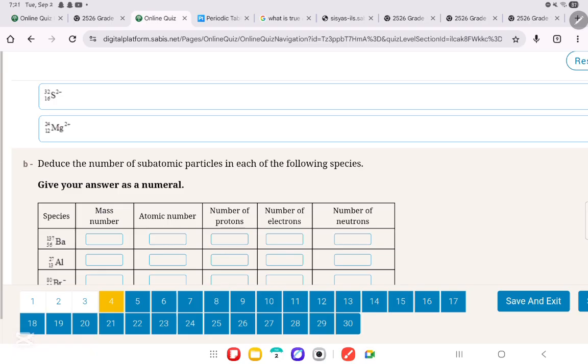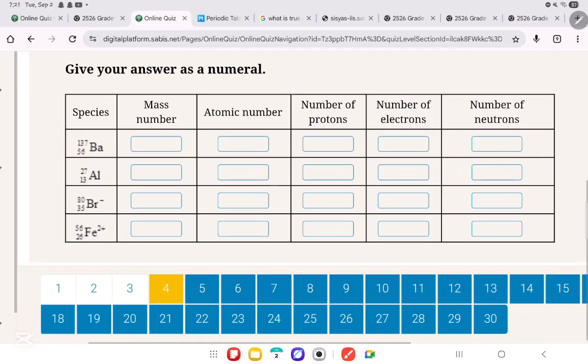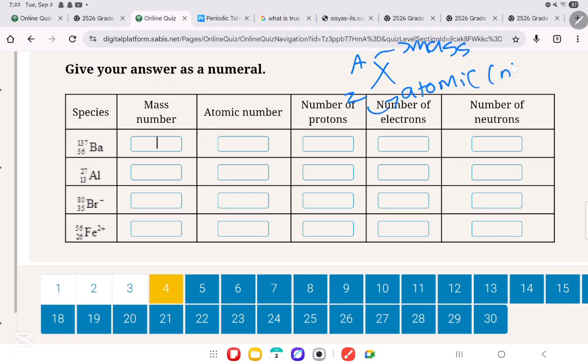Now, deduce the number of subatomic particles in each of the following species. Let's start with barium, 137 56. First of all, what's the mass number? Again, this is any element, X with A and Z. A is the mass number, and Z is the atomic number, which is number of protons, P+. Okay, let us start with the first one. Miriam, what's the mass number? 137. What's the atomic number? 56.